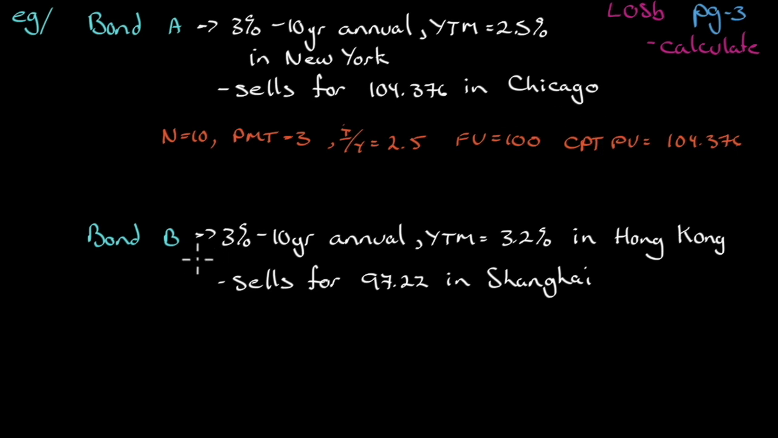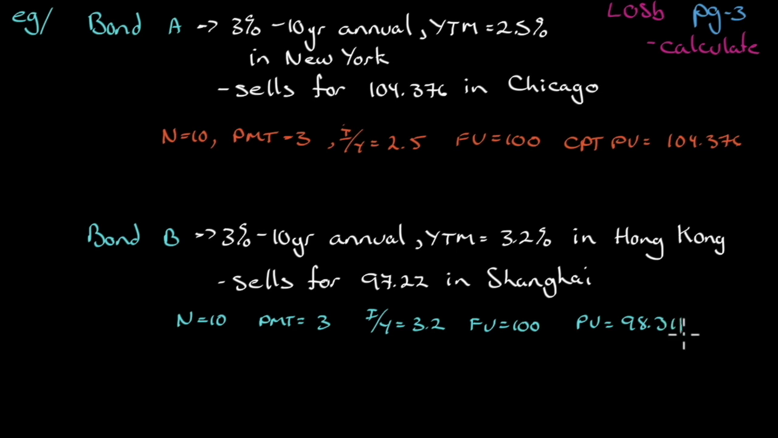So let's have a look at bond B and see if we can demonstrate that here. 3% 10-year annual bond, yield to maturity 3.2% in Hong Kong. It sells for 97.22 in Shanghai. Do we have an opportunity here? N is equal to 10. Our payment is equal to 3. Our return is equal to 3.2%. Future value is always 100. And our present value, once we compute that, will be 98.311. So what do we have? We have an arbitrage opportunity.